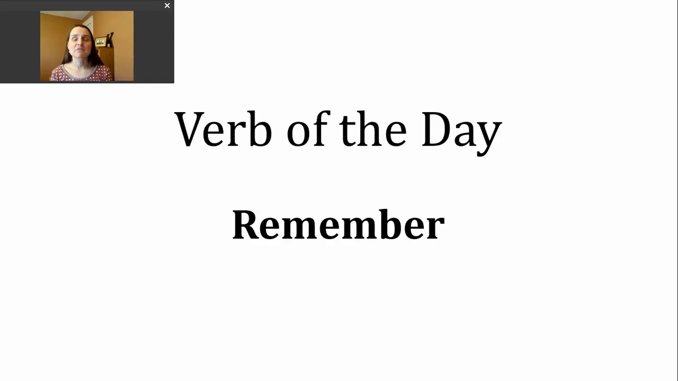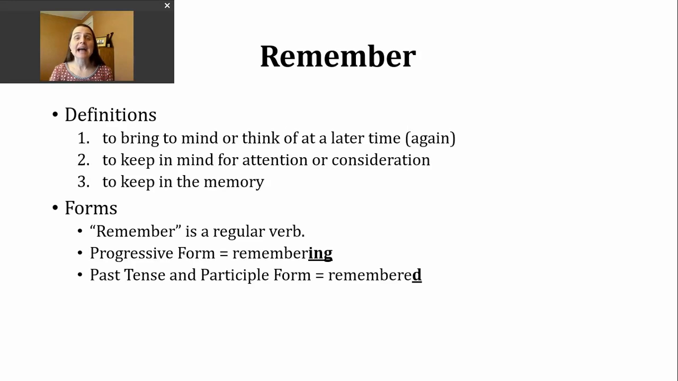Hi, it's time for another verb of the day. Today's verb is remember. Let's take a look at some of the definitions or ways that we use this verb.